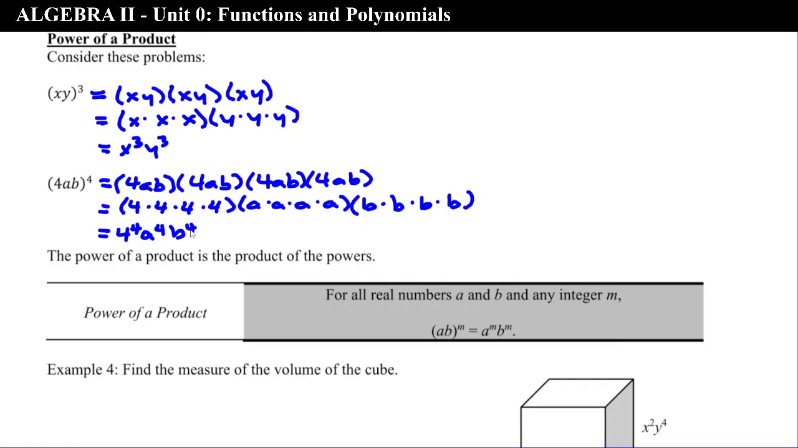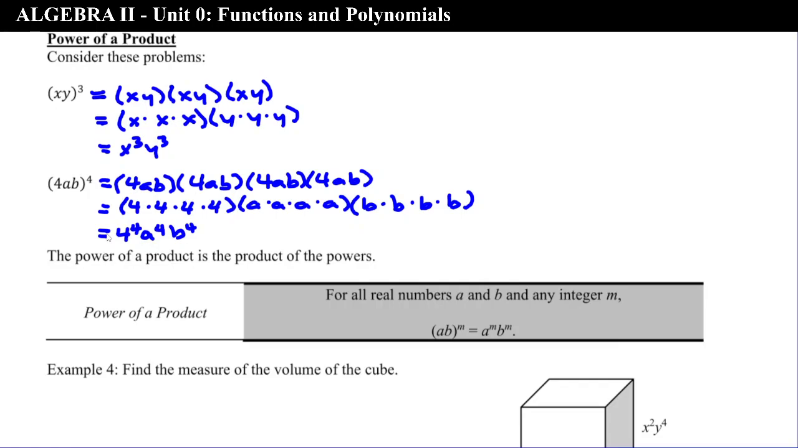And I think you're very quickly seeing the pattern here. If we take something that's multiplied together and raise all of it to the 3rd, then we can raise each individual term to the 3rd. Same thing goes with the 4th power that we have in the second example. If we multiply these 3 items together and take it all to the 4th, well, we can take each to the 4th and then multiply them together.